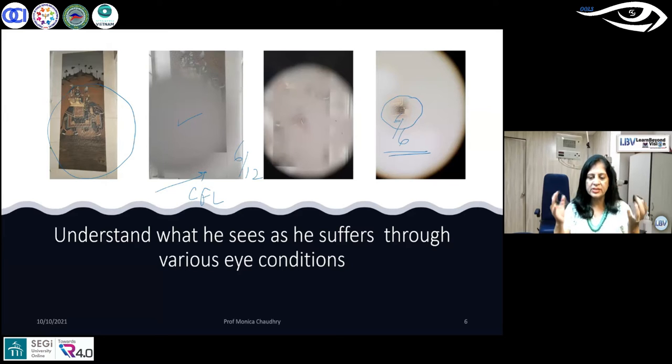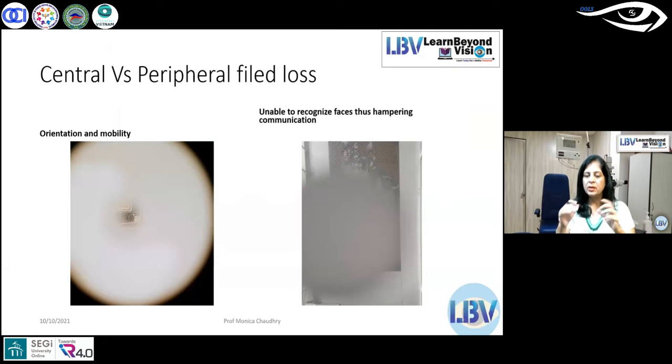So the whole concept is trying to make you understand your patient, and then only you'll be able to solve the problem. Now, a central field loss patient and a peripheral field loss patient have contrasting issues. When it is a tubular field and it's a peripheral field loss, the patient is just seeing and scanning, and he is going to be having a mobility problem. He doesn't see anything on the sides. He can see straight. So when you ask him to look straight, he can say, yes, I can see your face. I can read there. But what happens on the side, he doesn't know.